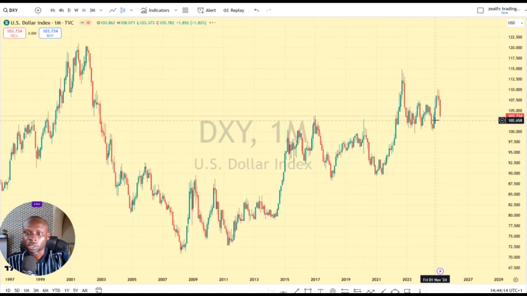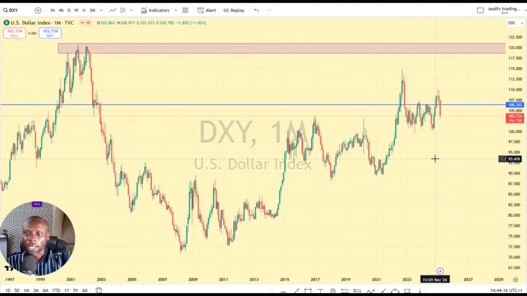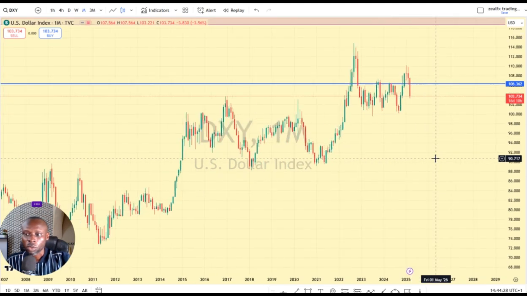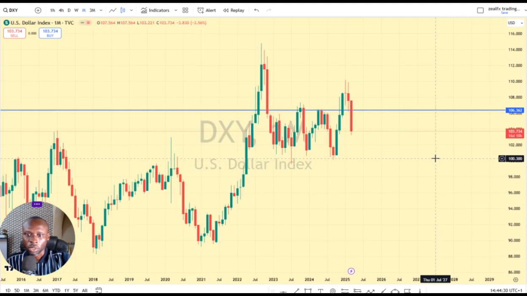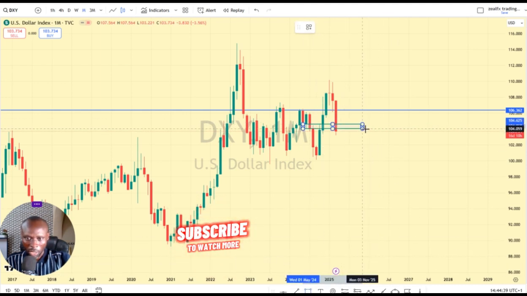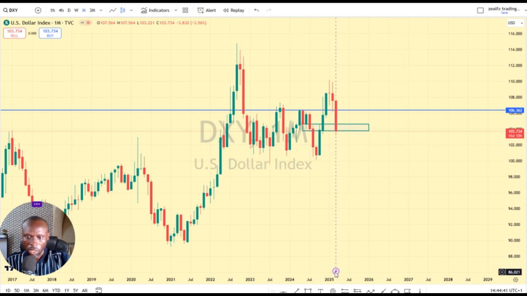Let's look at our next pair, which is the dollar index. The dollar index on the monthly chart still has an uptrend structure. So long as the dollar index on the monthly chart has an uptrend structure, we expect price to close above this zone before we look out for any possible buying opportunity. So we expect price to close above this zone on the monthly chart before we look out for possible buying opportunity on the dollar index.